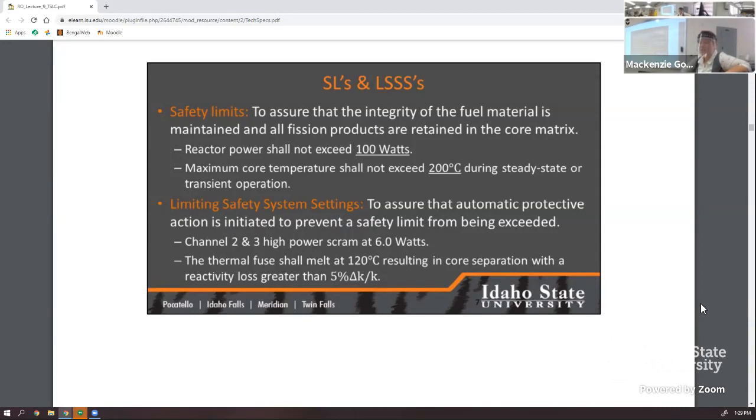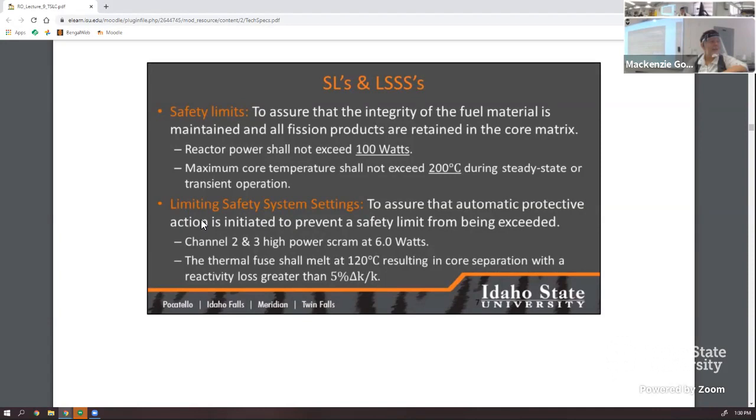Luckily, in our reactor, there's only 2. Commercial reactors can have 5, and then the corresponding LSSs and LCOs to match. So our reactor is pretty simple. There's only 2.